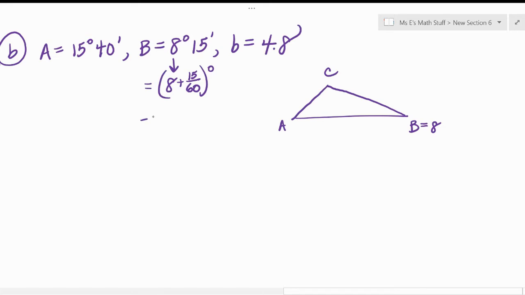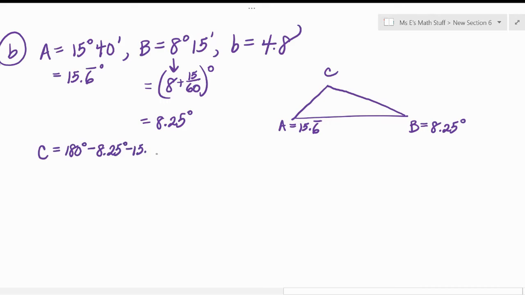So we'd end up with 8 points, so 15 over 60 is a fourth, so 8.25 degrees. And then angle A would be 15, and then 40 over 60 is 2/3, so 15.6 repeating degrees. Okay. So it would be pretty easy to find angle C, since you have two of the angle measures. Angle C would equal 180 degrees, take away 8.25 degrees, and take away 15.6 repeating degrees.